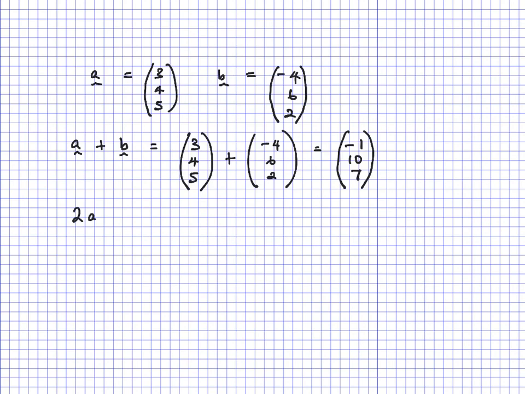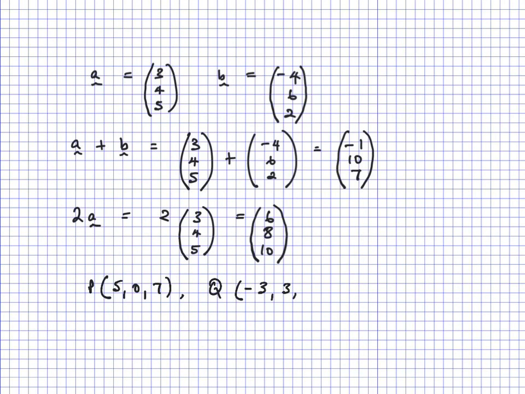What about the vector 2A? Well, it's simple. We multiply the components of A by 2. 2 times 3 is 6, 2 times 4 is 8, 2 times 5 is 10, and so on and so forth. One last thing we might want to do is, if we had the point P with coordinates 5, 0, 7, and the point Q with coordinates minus 3, 3, 4, can we work out the components of the vector PQ?